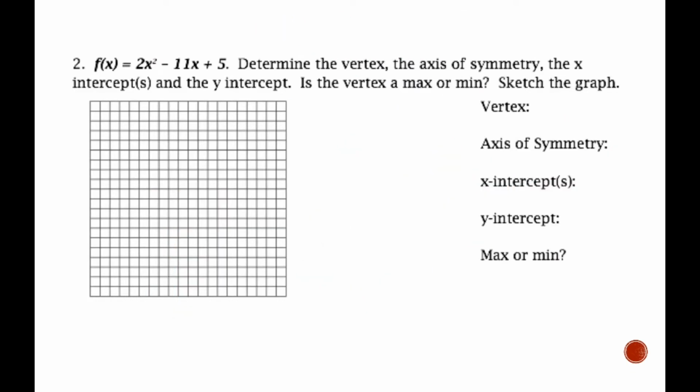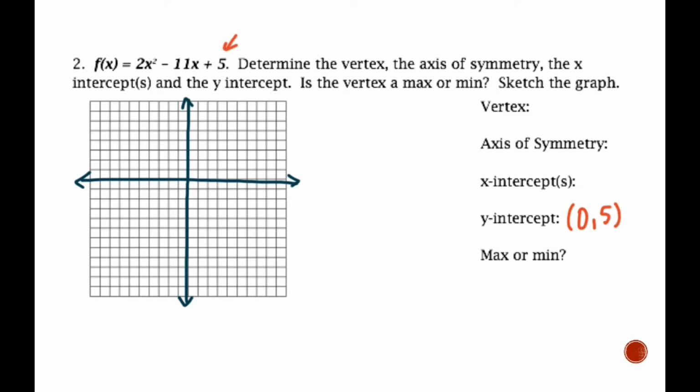Okay, number 2. If you want to pause this and see if you can do parts of it or all of it, then come back and we'll see if you do it right. Okay, to find the vertex, actually I'm going to interrupt with the y-intercept because that's the easiest one. That's 0, 5 because of that right there.